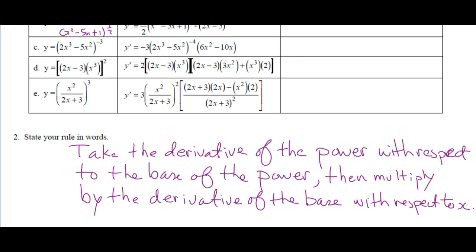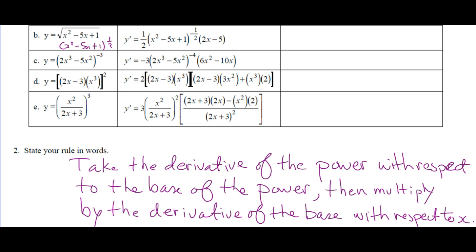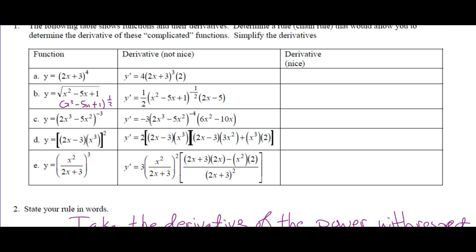Okay, slide that down. So take the derivative of the power with respect to the base of the power. Right, so we're not touching the base. Whatever expression is inside the parentheses, that's just repeated. We're just applying the power rule. But then we multiply it by the derivative of the base with respect to x. Now, the fun stuff is simplifying each of these, right? So let's do the fun stuff.